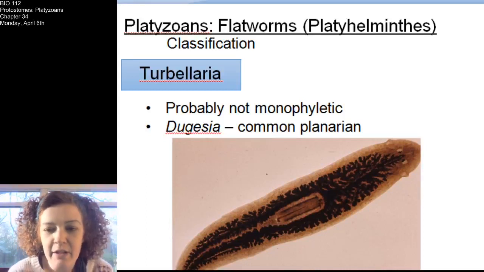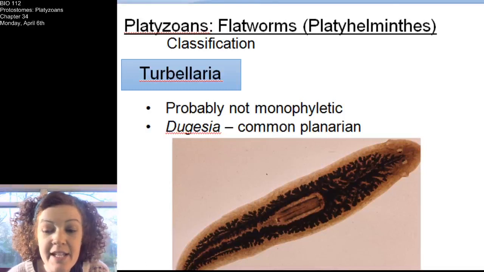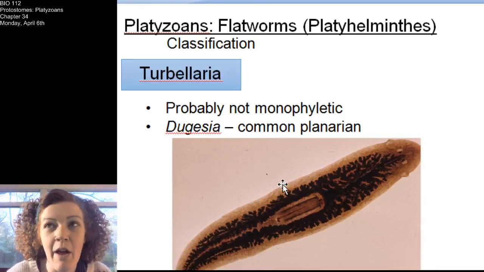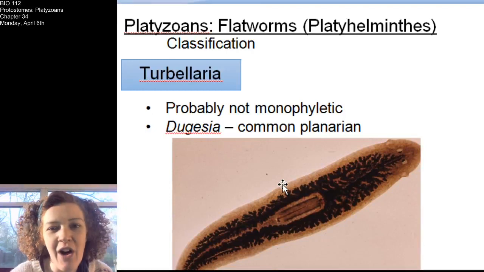All right, here we are with Dugesia. So Dugesia, this is what we often call Planaria. This is in class Turbellaria. Let me just tell you about Turbellarian phylogeny. It's kind of a mess, and we're still figuring it out. So this group is probably not monophyletic, and we're still figuring out the phylogeny of all of the free-living Turbellarians.